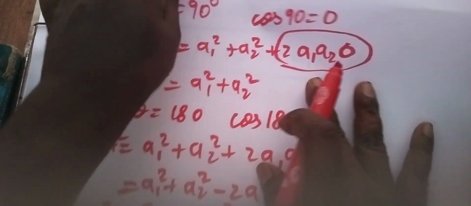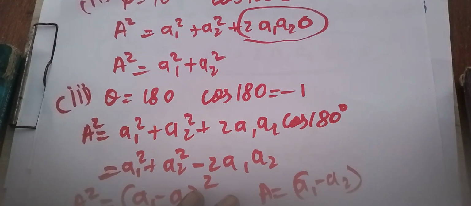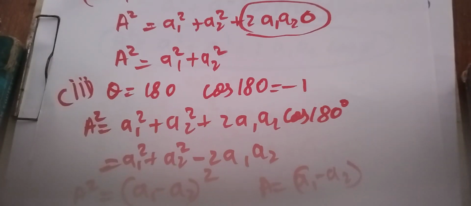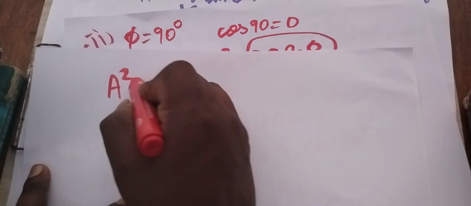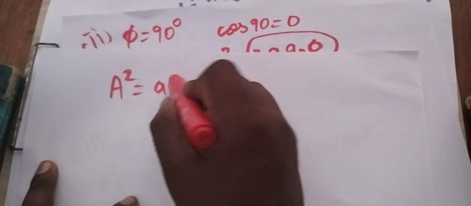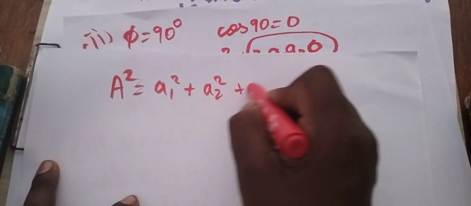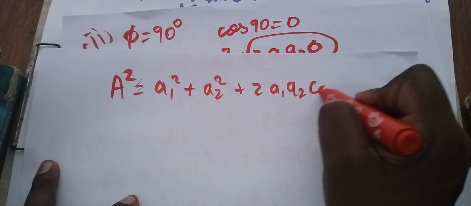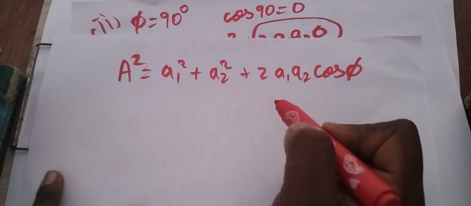Now the same equation I am going to change into intensity. Squaring of amplitude we can call intensity. So the amplitude formula I am going to change into an intensity formula: A square equals A1 square plus A2 square plus 2 times A1 A2 cos phi. Same equation I am going to change as intensity.